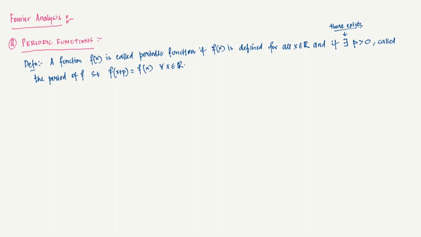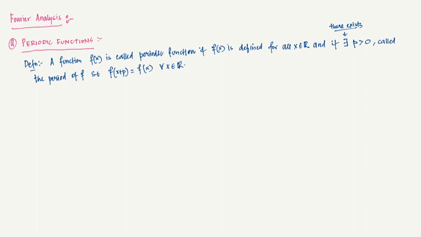So what do I mean by this? If you start from x and end up at x plus p, the value of the function at the point x and the value at the point x plus p have to be the same. Whatever it does in between does not really matter, but at these two points it has to be the same, and this should hold for all x in R.